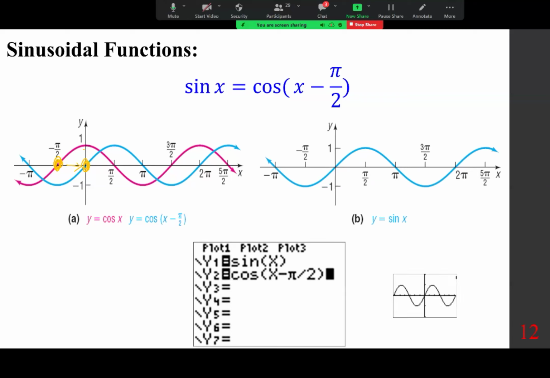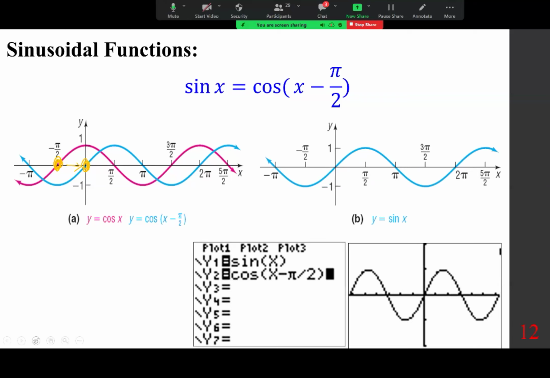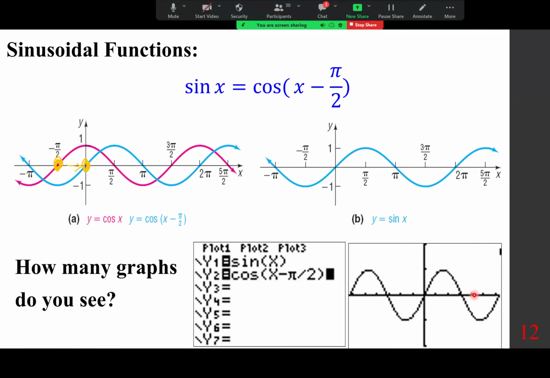If you use a graphing calculator and say y sub 1 is sine x and y sub 2 is cosine of x minus pi over 2, you see only what? How many graphs? You see only one graph, and even a graphing calculator shows that they are the same.